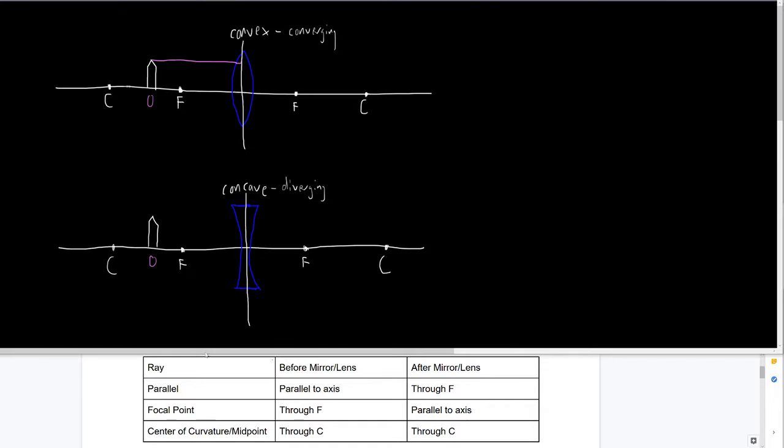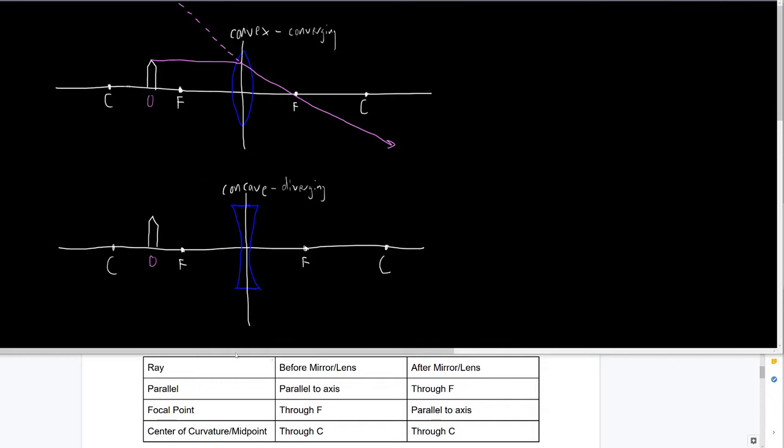Okay, so starting off with parallel to the axis, now I'm going to go through F. With lenses, the light rays themselves go through the lens, so I'm going to stay a solid line on this side, and I'm going to aim for this F right here. So go through F. Now, though, I do need to draw a dotted line on this side of the lens. That could be important for some of the diagrams we have to draw, so I'm just going to make sure that's in there.